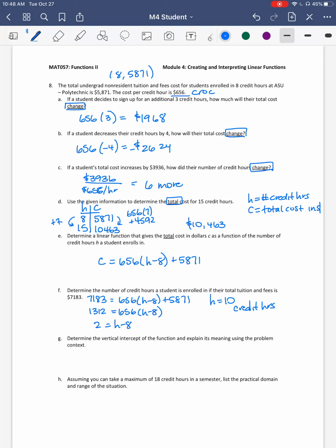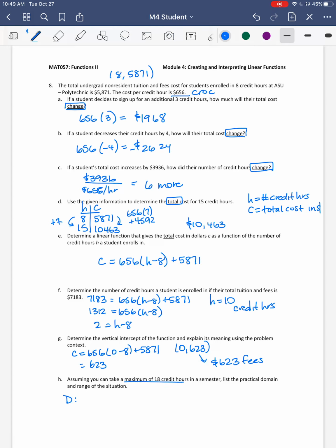Part G says determine the vertical intercept of the function and explain its meaning using the problem context. So essentially, that is finding my output when the input is 0. When I do that, I'm going to get 623. So my intercept is (0, 623). So essentially, if you're not taking any credits, you have to pay $623. That makes me think that the $623 is probably like fees for no credits, and then you pay on top of that.